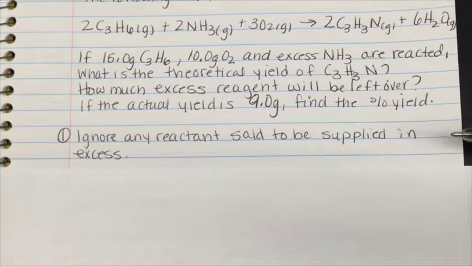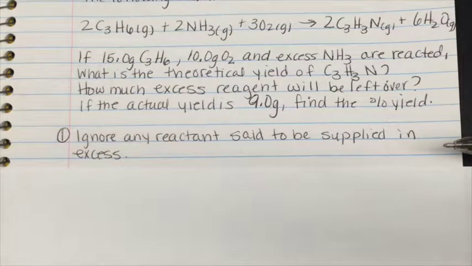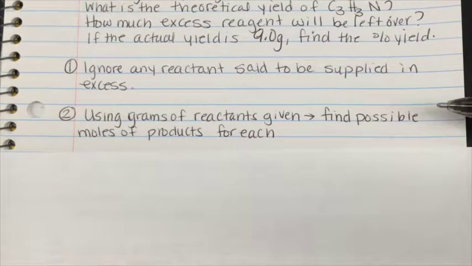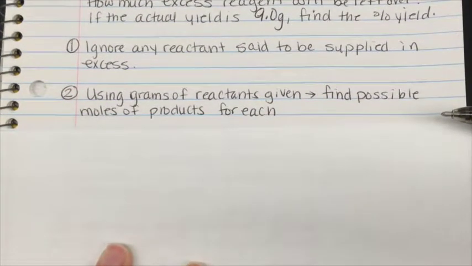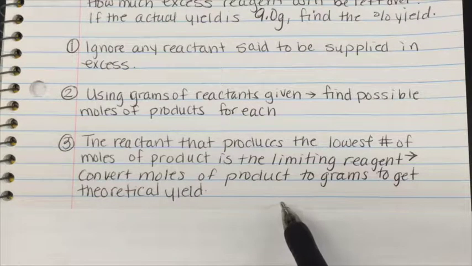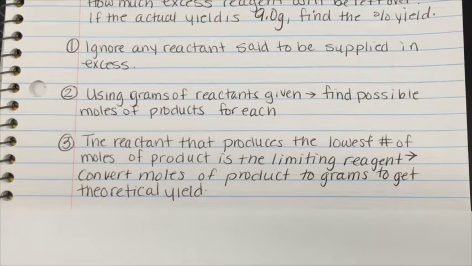Our first step, any reactant that is said to be supplied in excess, we will ignore. That means it does not limit the reaction in any way. It will not run out before the products are made. Using the grams of the reactants given, we're going to find the possible moles of product for each gram amount put in. We're going to take the reactant that produces the lowest number of moles of product and say that is the limiting reagent or limiting reactant, and we're going to convert moles of product to grams of product to get the theoretical yield.